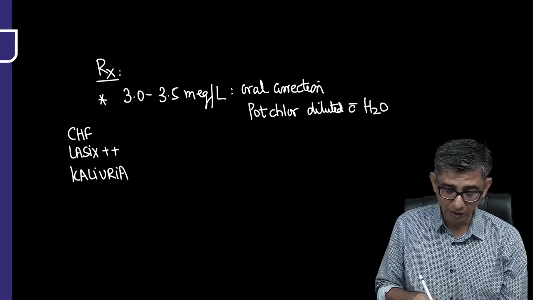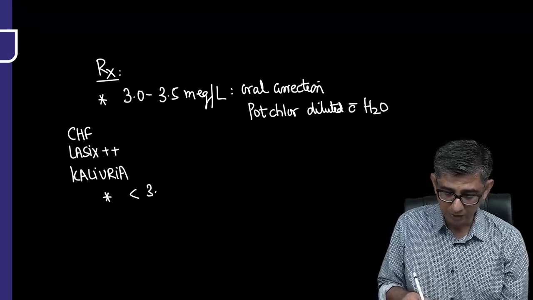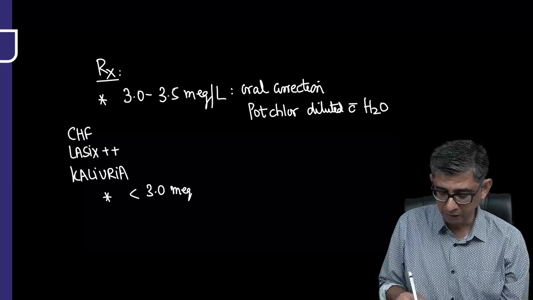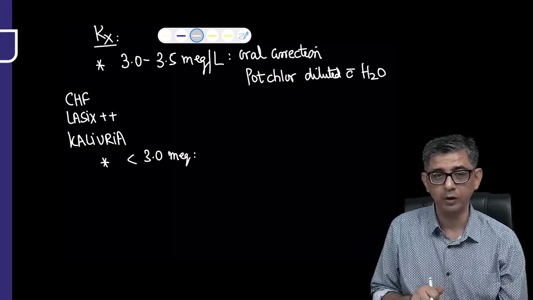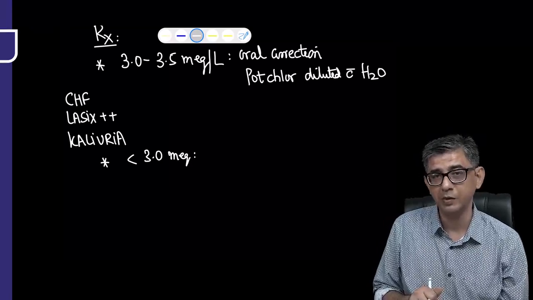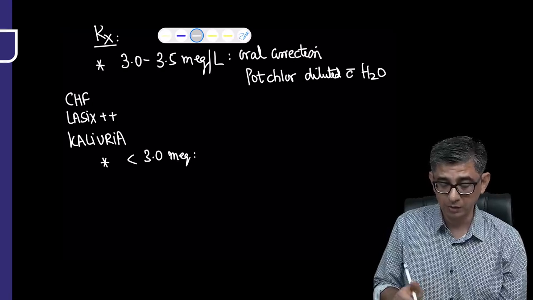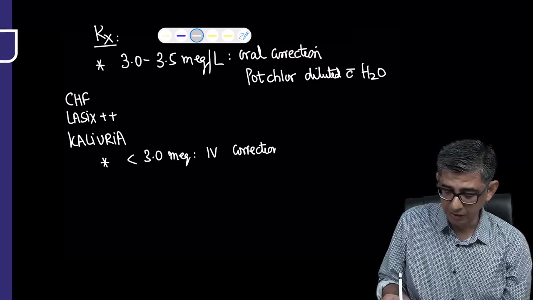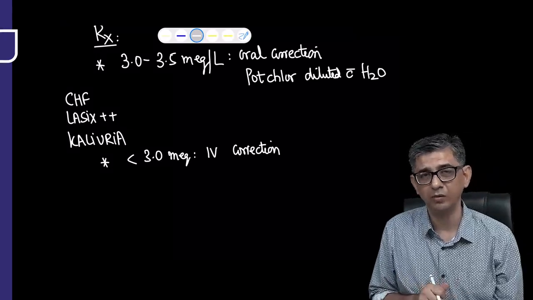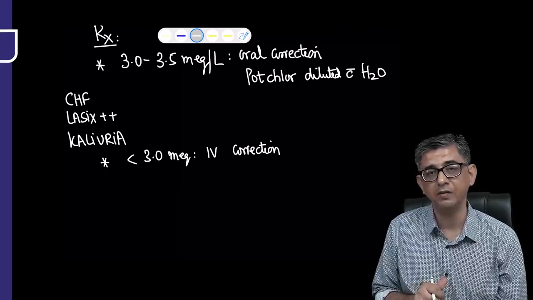But if the values in the question are less than 3 milliequivalents, that's where problems start occurring because bowel motility is hampered, and even if you give it orally, because the motility is hampered, the risk of aspiration can increase. So in those circumstances, you must try and give intravenous correction to the patient. The lower the value, less than 3, anytime it's IV correction.